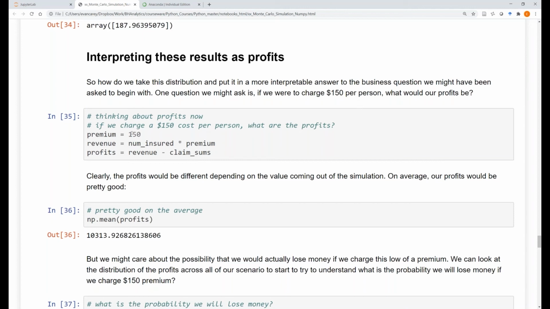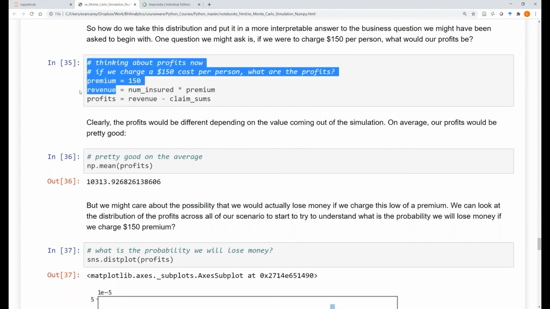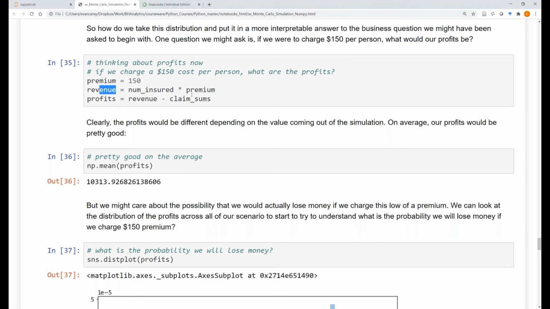Okay, well, premium is $150, revenue is this, profits are going to be revenue minus our claim sums, right? That average. So, actually, I should say, when I do revenue minus claim sums, remember, claim sums is of length 10,000. So this is going to be the profits for each of the 10,000 iterations. So if I charge $150 per person, I will generate this much revenue. And then I compare that against the 10,000 simulations. And this revenue is just recycled across all 10,000.